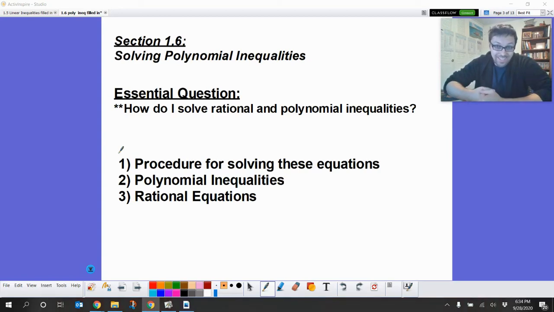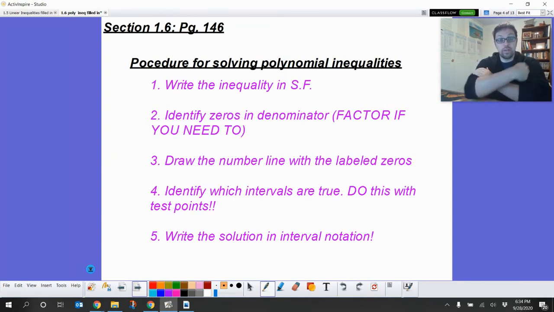Welcome to our last section of inequalities and our last section of chapter 1. What we're going to be looking at is other types of inequalities that we might want to solve. These ones are fairly similar to what we were doing last time. They just have a little bit of extra steps. I'm kind of combining the two sections together.